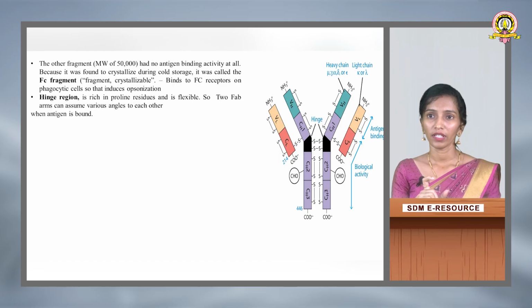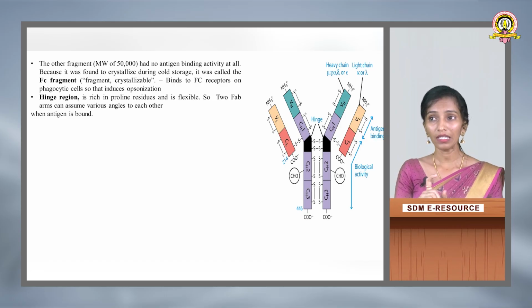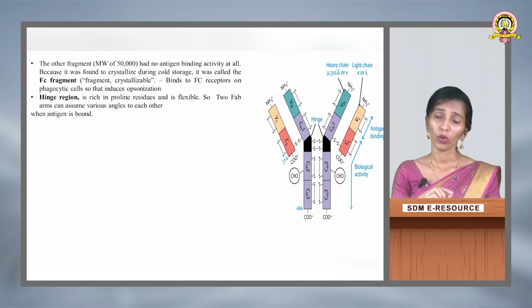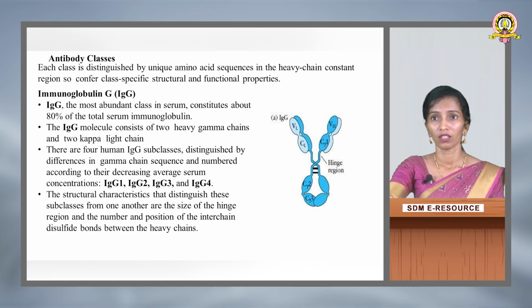Another region on the antibody structure is called the hinge region, which is rich in proline residues and is very flexible. Because of this flexibility, the 2 Fab arms can assume various angles to each other when an antigen is bound. So these are the different structures on the antibody. One end of the antibody is called the amino terminal and the other end is called the carboxy terminal. Now we will see the different classes of antibodies.